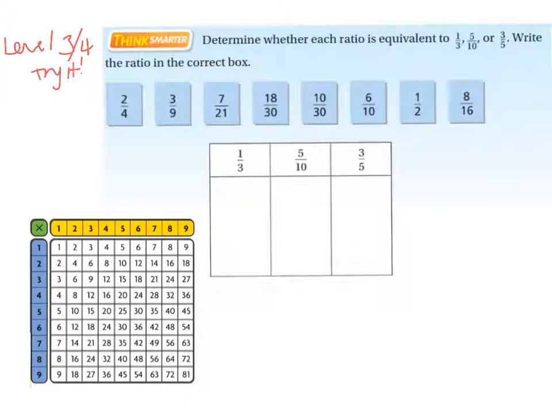So that was definitely a level 4 problem. This last one is also a level 4, 3/4 problem. It's a think smarter question. Those ones definitely push our brains a little bit. Determine whether each ratio is equivalent to 1/3, 5/10, or 3/5. Write the ratio in the correct box. So we need to look at 2/4. Is 2/4 equivalent to 1/3, to 5/10, or 3/5?